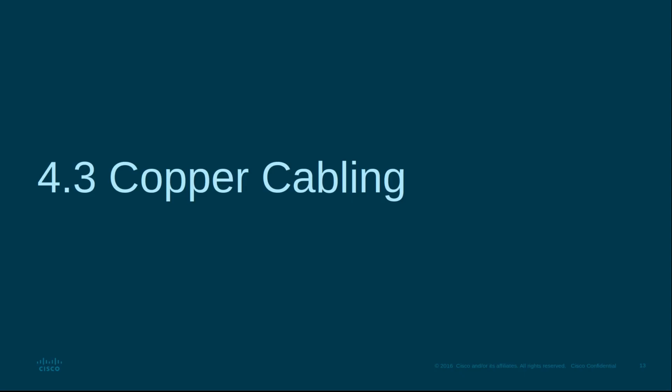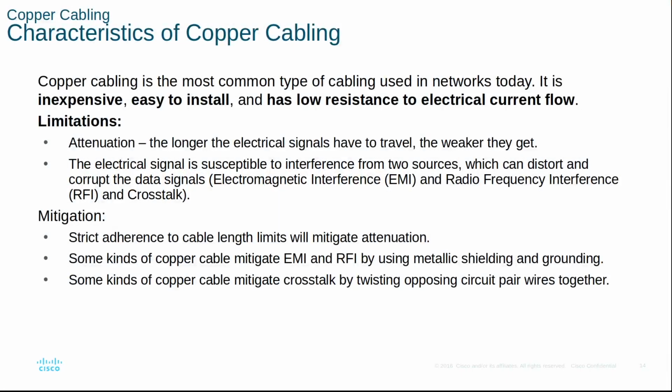So we're going to look at a couple different types of cabling. First up is copper. Copper cabling is one of the most common types used in networks today. You're going to find it everywhere, and that's been the case for a very long time. And there's reasons for this. It's cheap, it's pretty easy to install, and it has a very low resistance to electrical current flow, so it's good for networking. It has some limitations though.